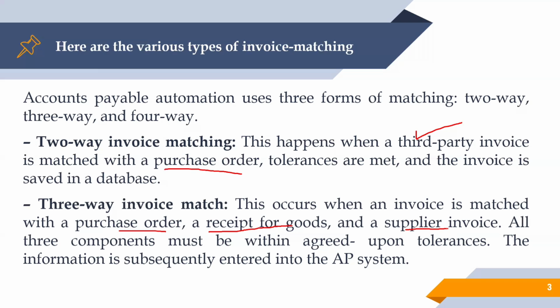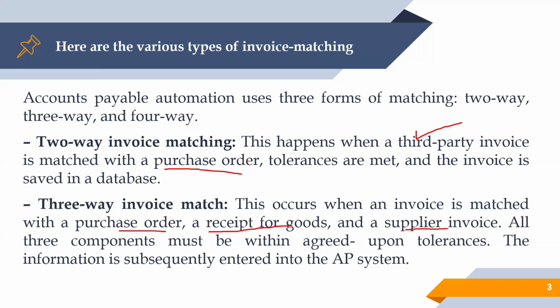then the variation is going to be there. And if there are such kinds of issues, then we can't accept that invoice, because when you are accepting that invoice, you have to ensure that the invoice is matching with all these concepts. Three-way is most popular towards accounts payable. That's purchase order, GRN, and supplier invoice. Everything should be in line to process the invoice. All three components must be within agreed-upon tolerance.